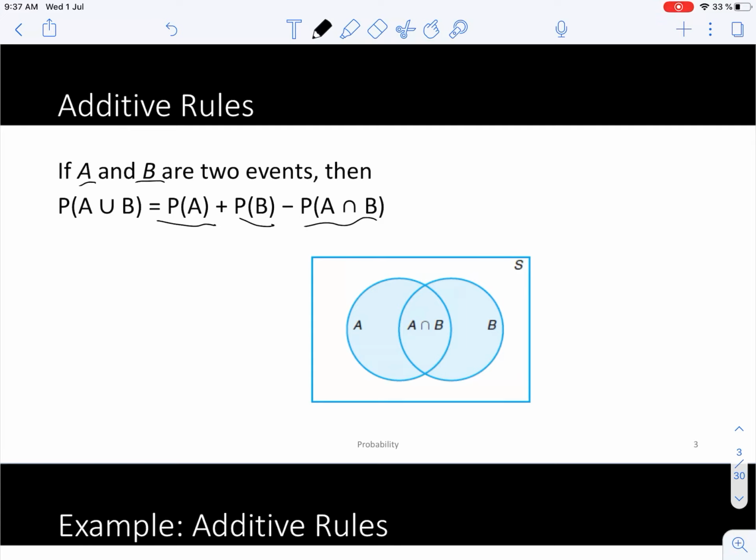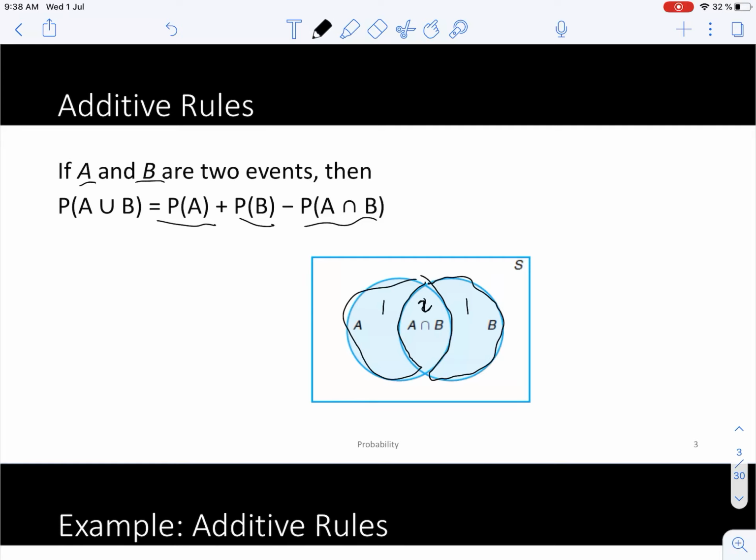So why do we subtract the intersection? Because, for example, when we add the probability of A, we add this part one time, and this intersection is added once too, because that's part of A. When we add the probability of B, we're adding the second circle. So this area here we're adding once, but the intersection part is being added twice, because it's part of A, but it is also part of B.